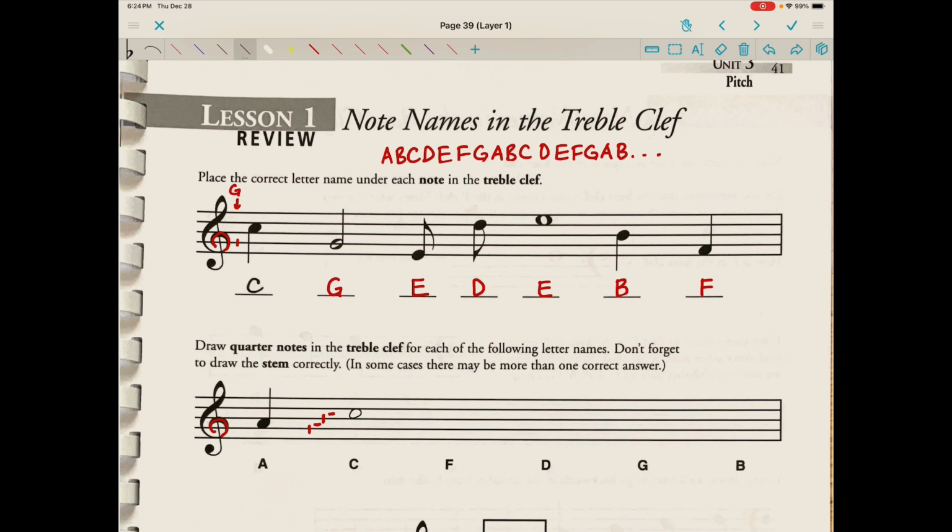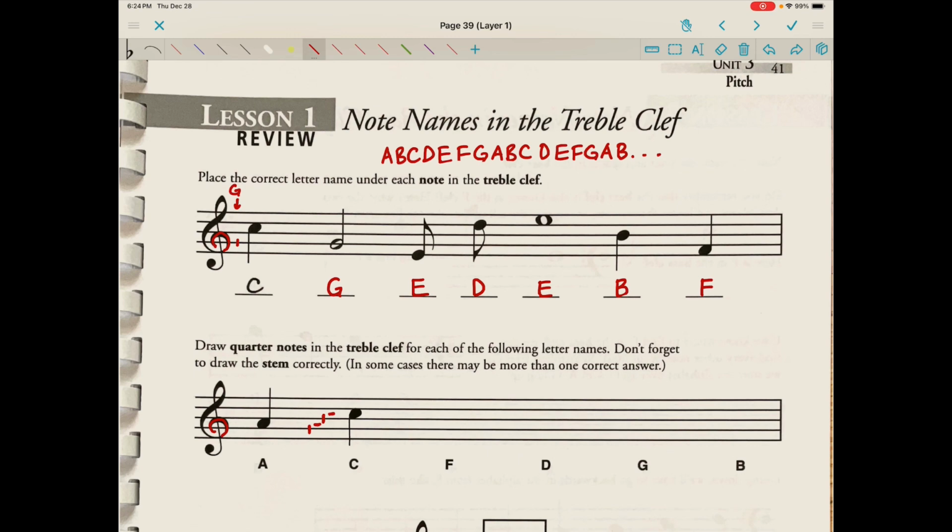They wanted me to draw a quarter note, so I'm going to need to fill in this note head. And then I'll draw a stem going down and on the left because I'm at line 3 or above on this staff. For our next note, we need an F.